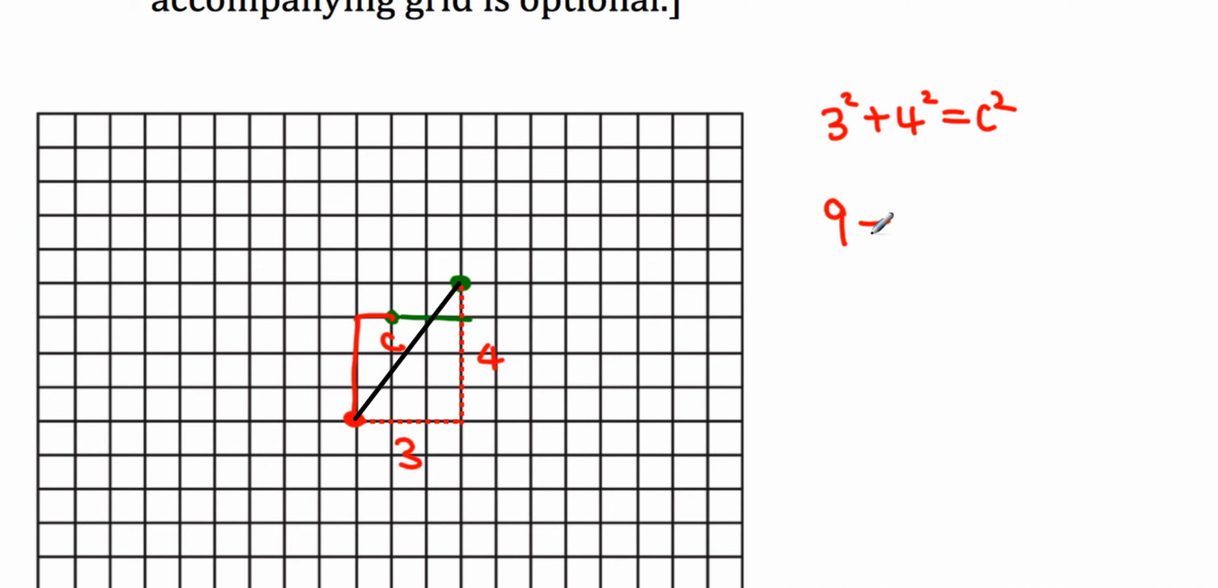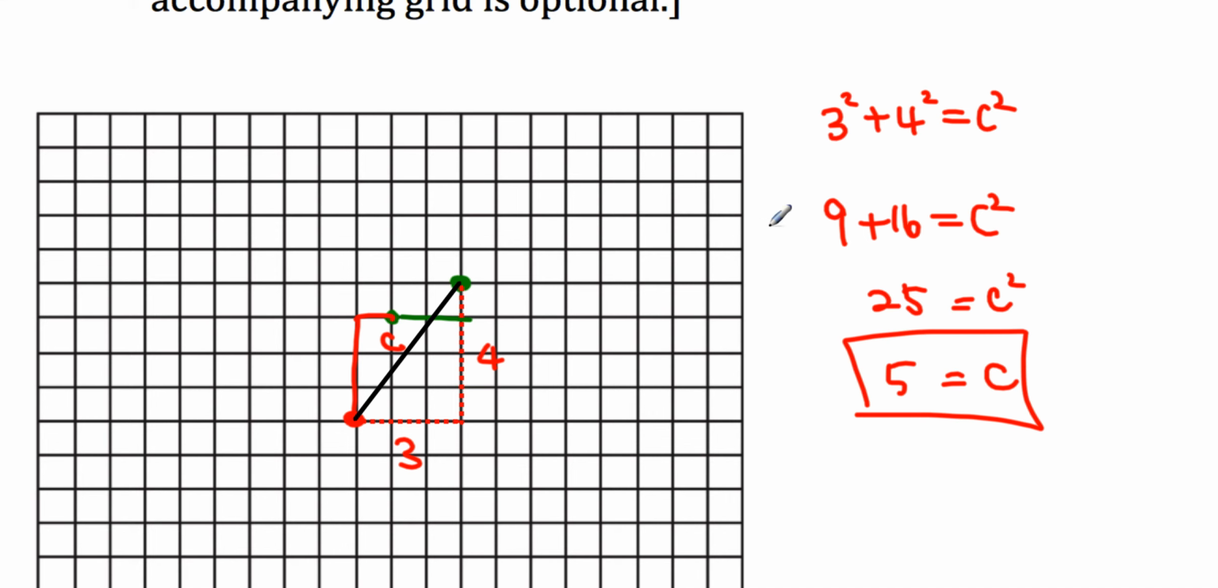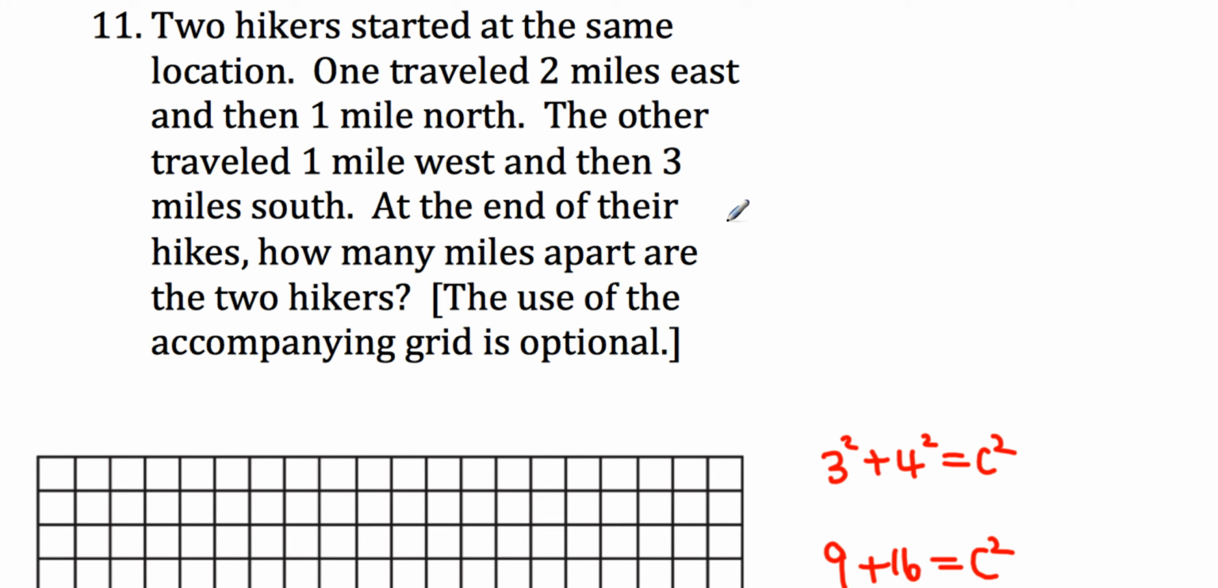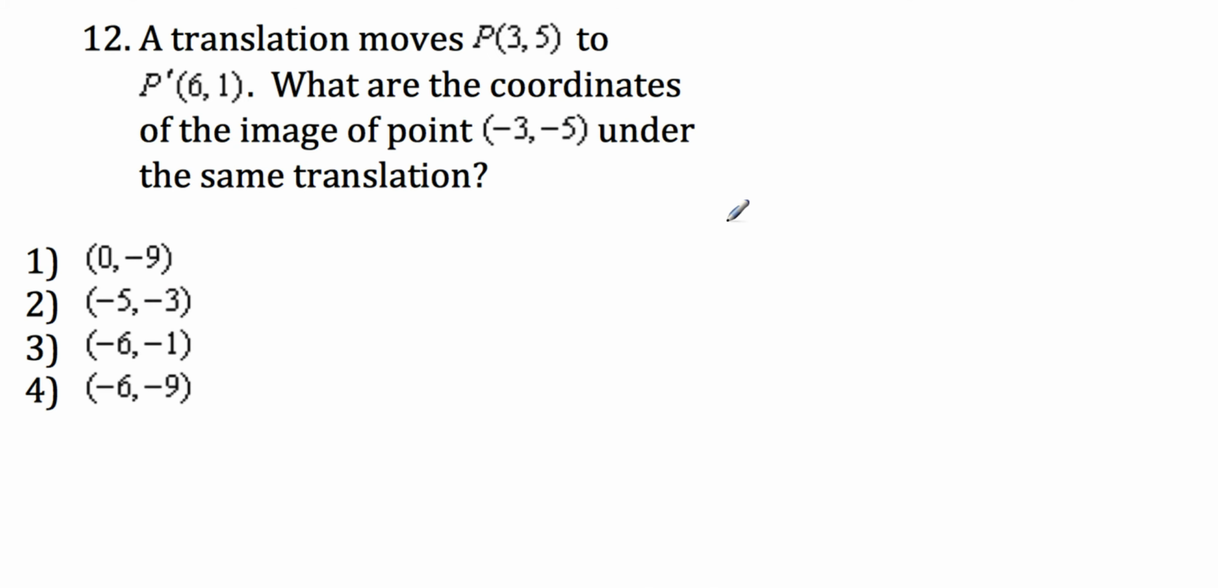And here we get 9 plus 16 must be equal to C squared. So C squared is equal to 25 when you add them up. Then C must be equal to 5. So 5 happened to be the answer one more time. Alrighty, let's look at number 12.